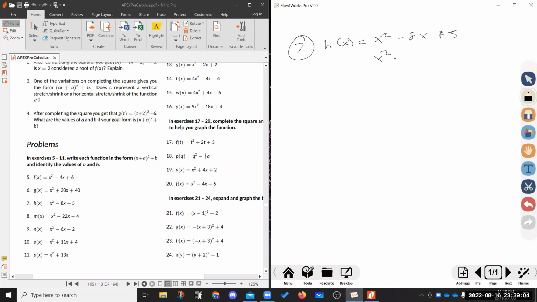Again, we're going to take half of the middle number and square it. We add 16, we're going to subtract 16, so we did nothing. This is x minus 4 squared minus 11, so my vertex is at 4, -11.